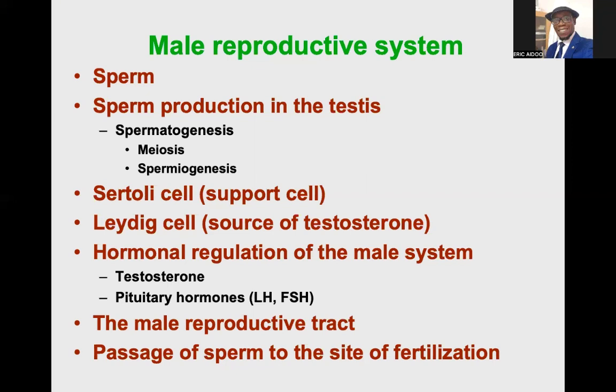We will not go into much detail because most of these, LH and FSH, have pronounced effects on the female, even though they also have some slight functions in the male reproductive system. Then we look at the tract, which means the tubular or duct system of the male reproductive system. Obviously, this tract is where the sperm are going to pass through to their destination. So, passage of sperm to the sites of fertilization.